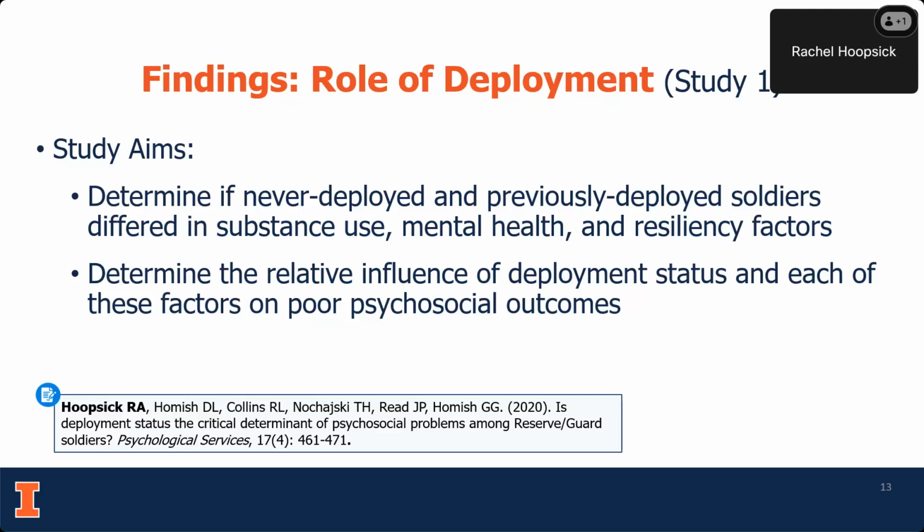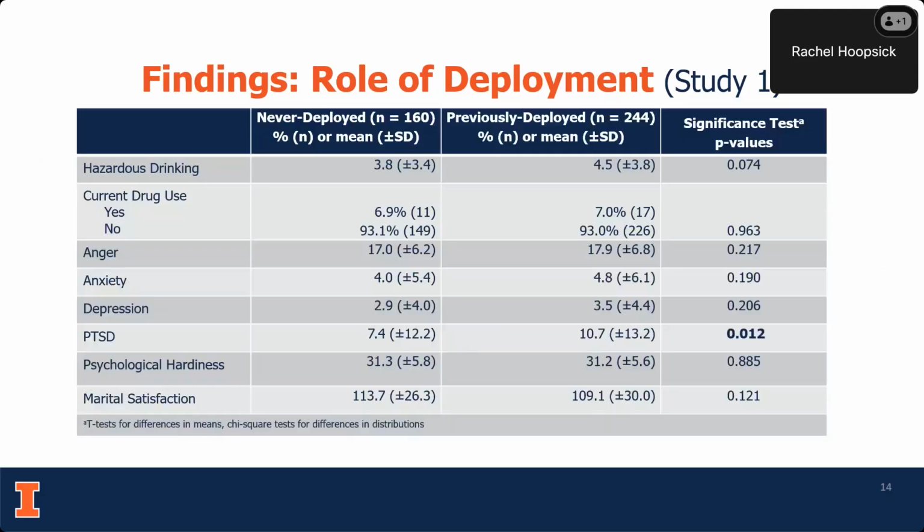So here's what we are looking at here. We have a range of factors, including substance use, mental health, and some protective factors, including psychological hardiness and marital satisfaction. And we took a first look at some descriptives according to whether the service member had been deployed or had never been deployed. And we're examining for statistically significant differences.